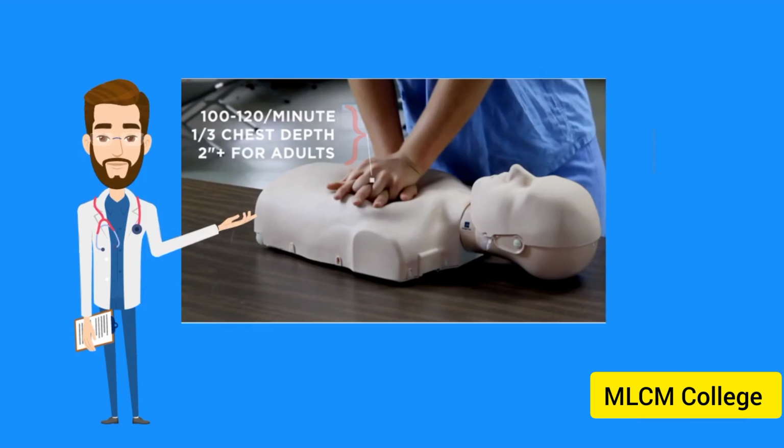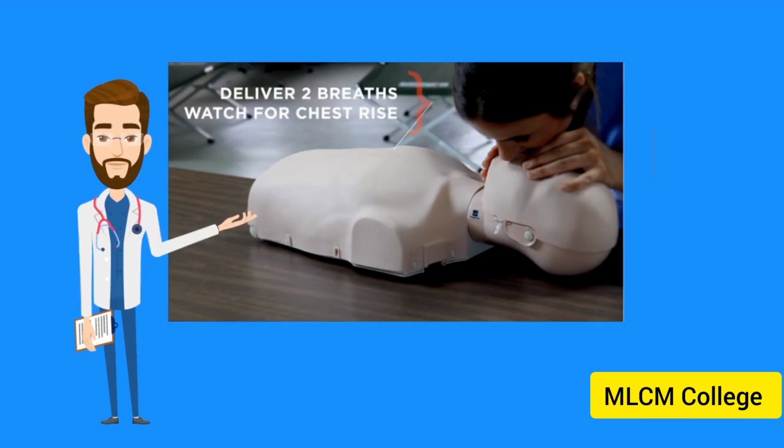Perform 30 compressions at a rate of 100 to 120 compressions per minute, at a depth of at least 1/3 the chest. For adults this is at least 2 inches. Open the airway and deliver 2 breaths, each lasting 1 second, and watch for chest rise. Resume compressions. It is important to minimize interruptions in chest compressions to 10 seconds.